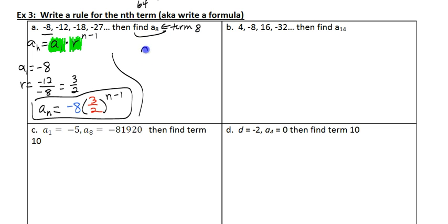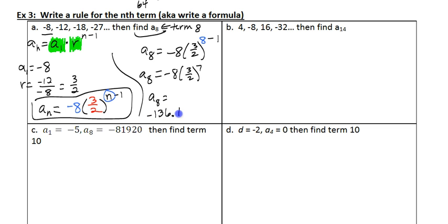Now, when I find a specific term, if this is going to be term 8, that means that right in for N here, I put an 8. And notice now, think order of operations, powers come before I multiply. So I could either just type this all into my calculator, or if I was going to type it in one at a time, I've got to do 3/2 to the 7th power first, then multiply by negative 8 since powers come first. So term 8 ends up being negative 136.6875.